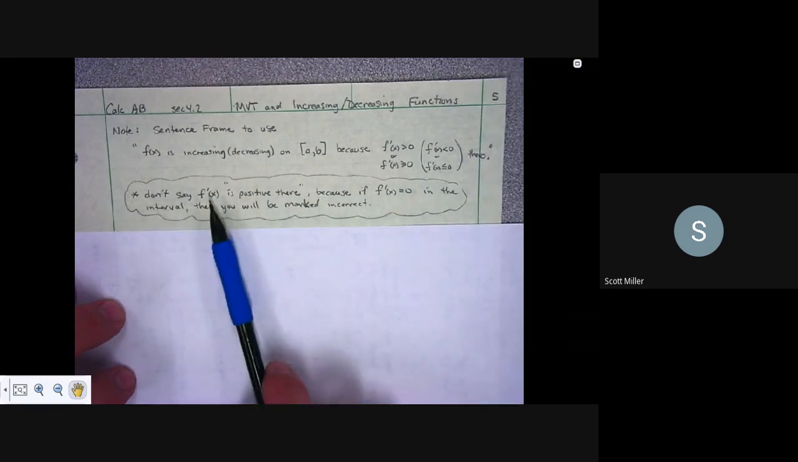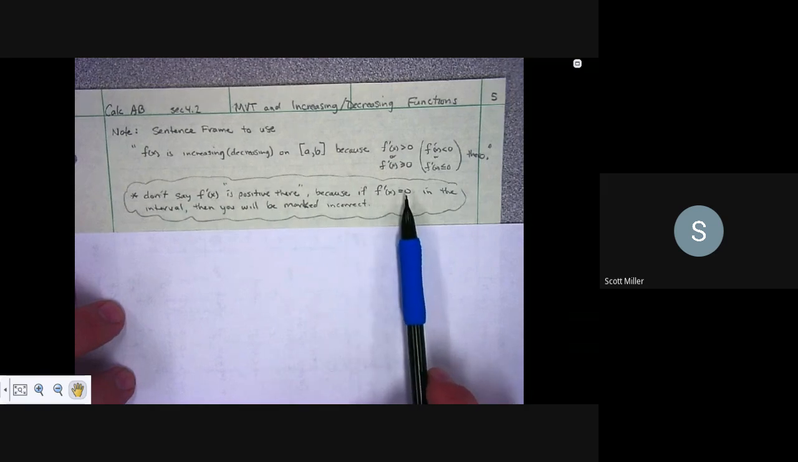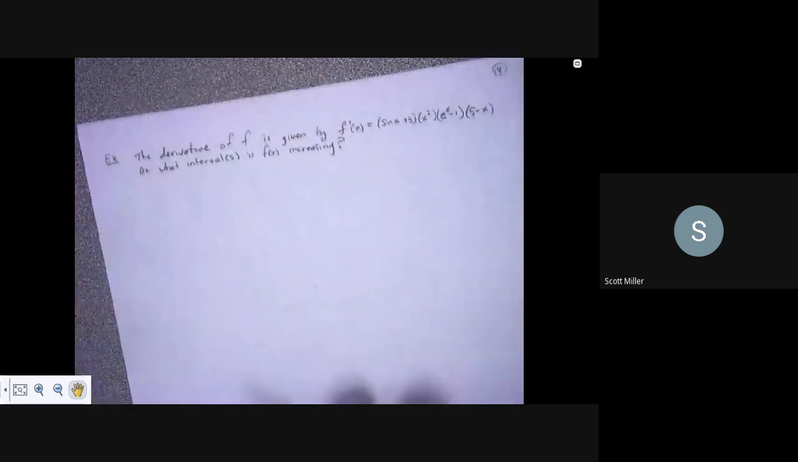Don't say that f prime of x is positive there, because that's not possible. That's not necessarily true, because if the derivative was 0 in that interval, then you're going to be marked incorrect. Okay, so don't say positive means not 0. 0 is not included in a positive statement. So say it in this fashion over here, okay? And so we have one more example down here. And I'll just flip this over here so we can do it.